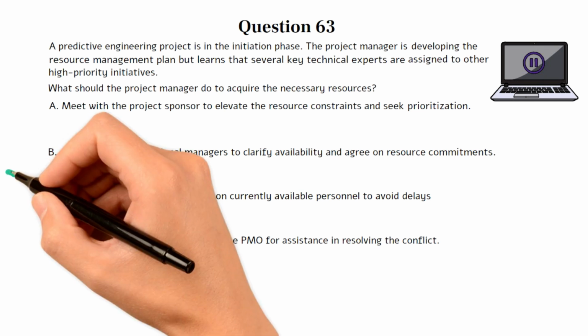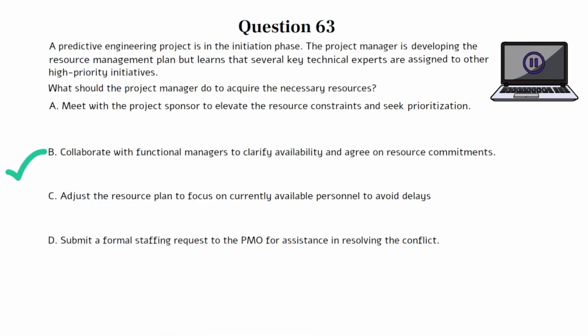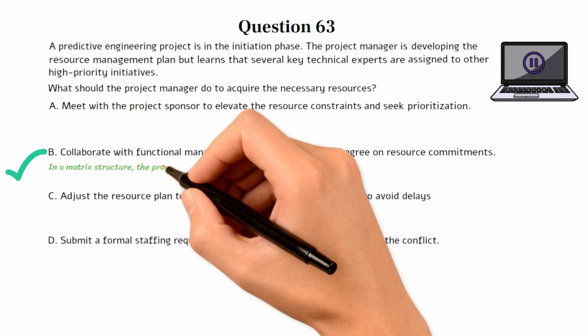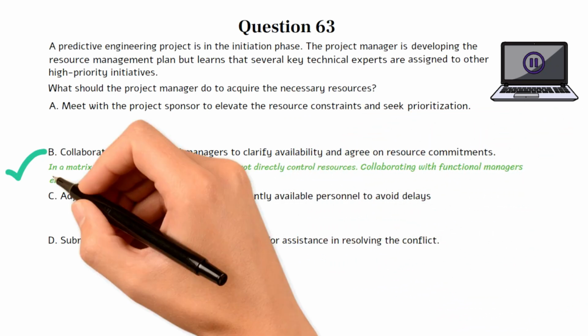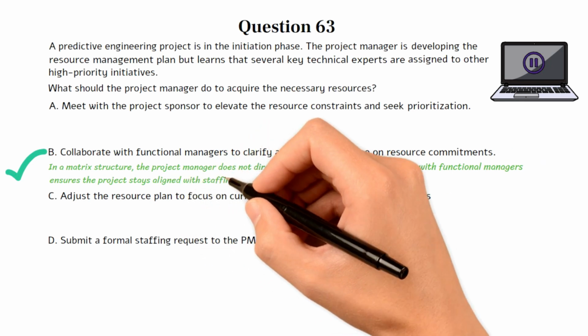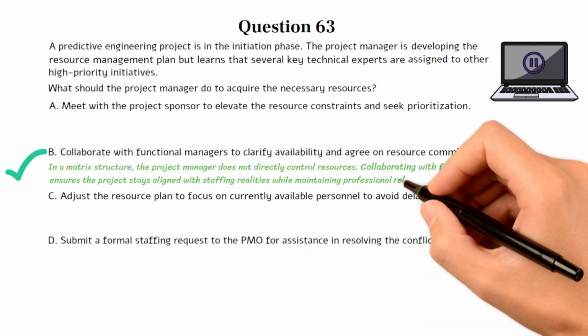The correct answer is B. This question tests your ability to navigate resource conflicts in a predictive project operating in a matrix environment, a common situation on the PMP exam. It evaluates how well you engage the right stakeholders while maintaining project performance. Choice B is the best option because in a matrix structure, the project manager does not directly control resources. Collaborating with functional managers ensures the project stays aligned with staffing realities while maintaining professional relationships.